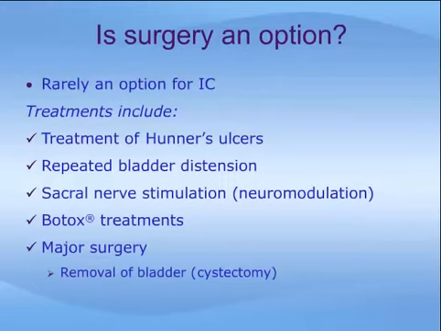There is concern with bladder distension that repeated breakdown and rebuilding of the bladder wall may speed the process of scarring and lead to so-called end-stage condition, where treatment becomes even more difficult. Sacral nerve stimulation or neuromodulation, Botox, and major surgery are discussed in the next few slides.